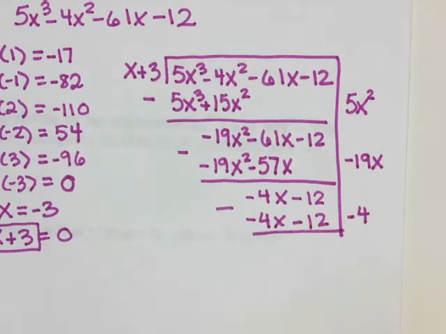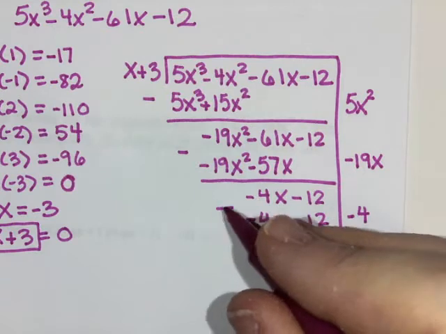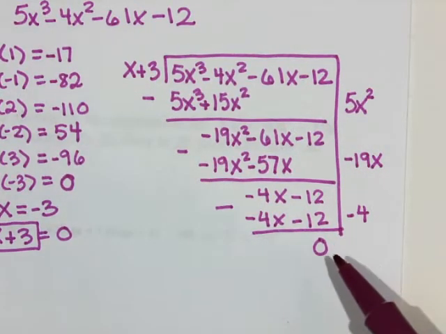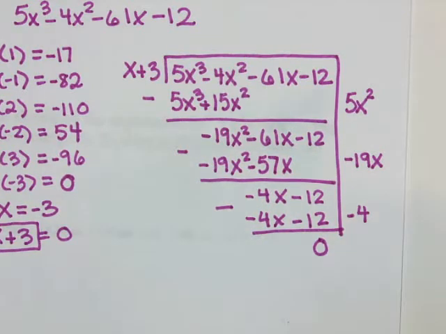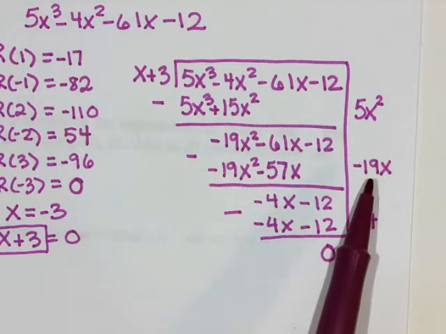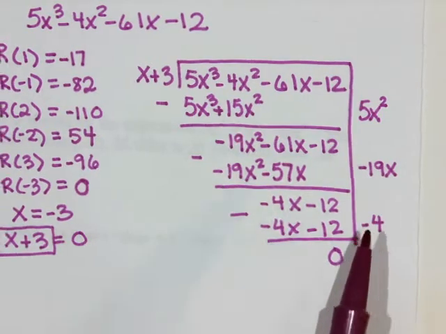Negative 4 minus negative 4 is 0. Negative 12 minus negative 12 is 0, which is good. That means it went in evenly, which it's supposed to. So that means that the remainder of that bracket is 5x squared minus 19x minus 4.